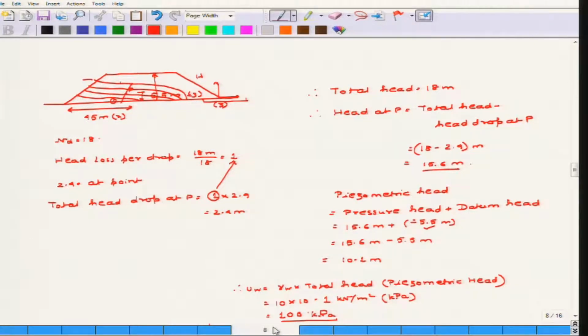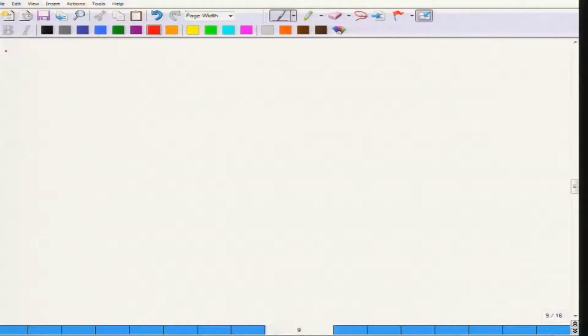Now we are going to discuss the consolidation problems. Before we start, today we are going to discuss a very simple problem on consolidation, and that requires some basic concepts of over consolidation. So let us start with the problem.